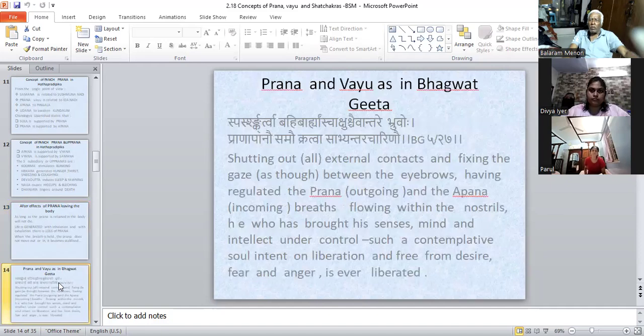Now, prana and vayu as in the Bhagavad Gita, Chapter 5, Shloka 27. Shutting out all the external contact and fixing the gaze as though between the eyebrows, having regulated the prana, outgoing, and the apana, incoming breath, flowing within the nostrils, he who has brought his senses, mind, and intellect under control, such a contemplative soul, intent on liberation, and free from desire, fear, and anger, is ever liberated.